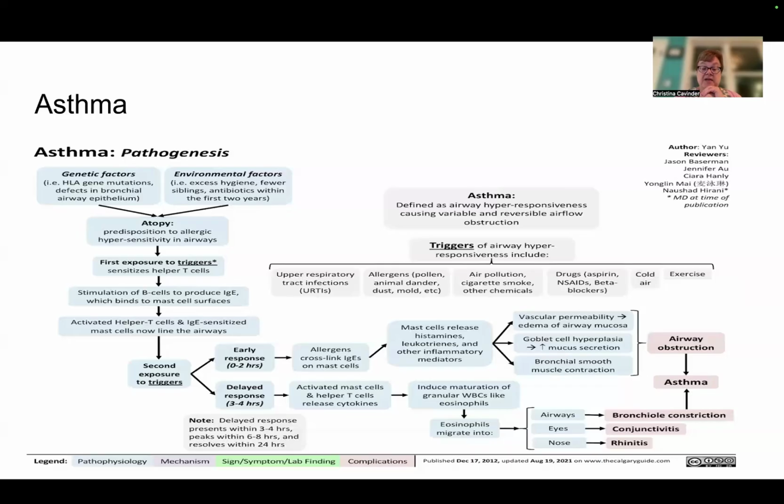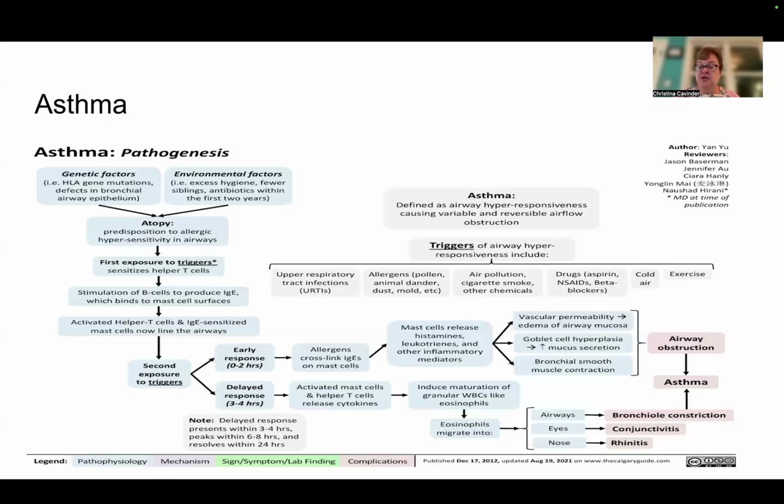In the delayed response, whatever the trigger was, it activates your mast cells again and releases cytokines. We've talked about cytokines. They induce the maturation of white blood cells. We talked about eosinophils and basophils. Those are what you're going to see for this response. Those are seen in allergic reactions, asthma, and parasites will do it too. But eosinophils and basophils are what you're going to see. These then migrate to the site of that trigger.